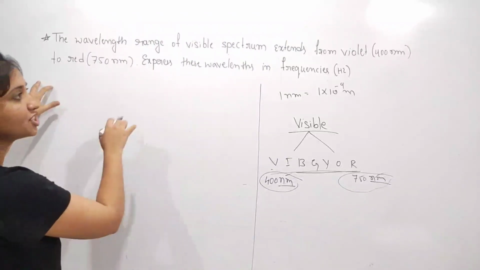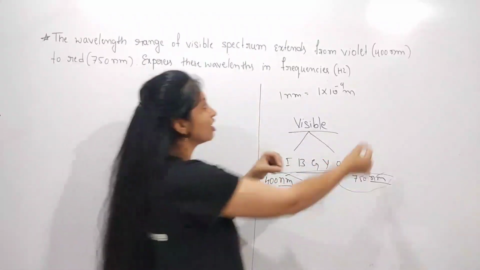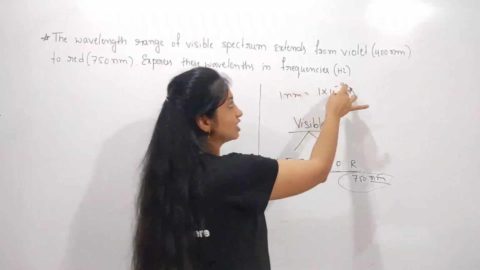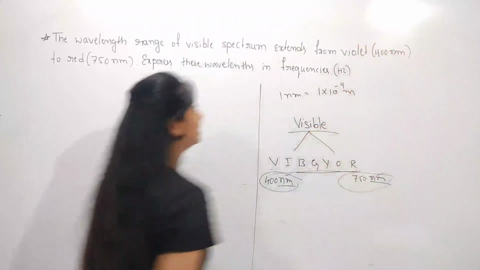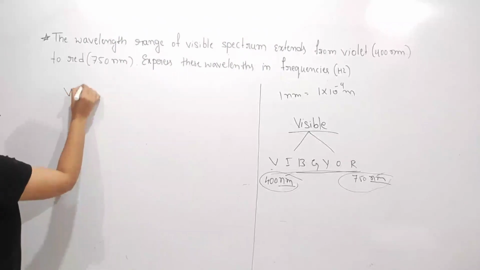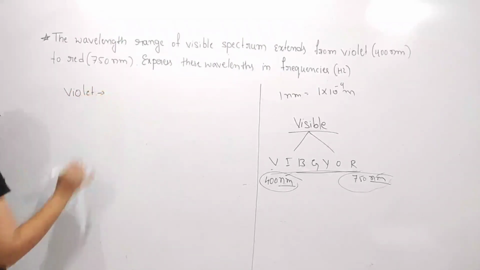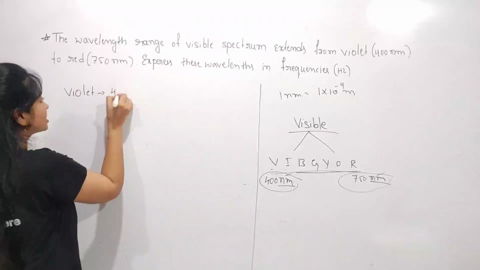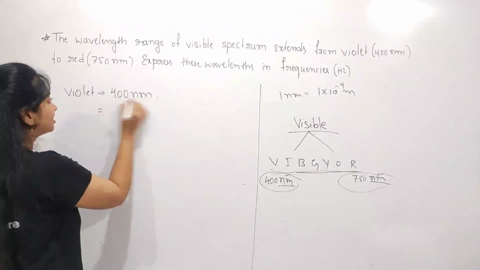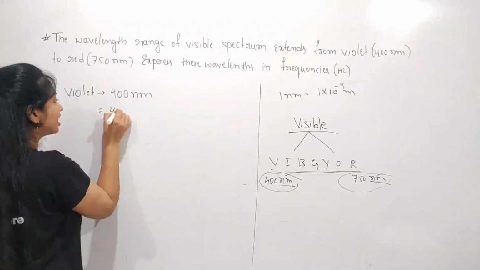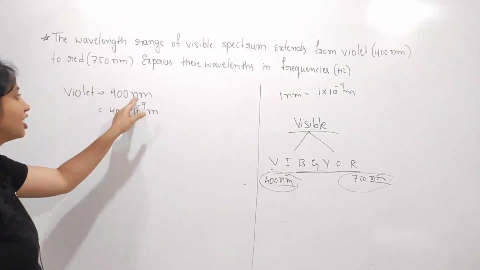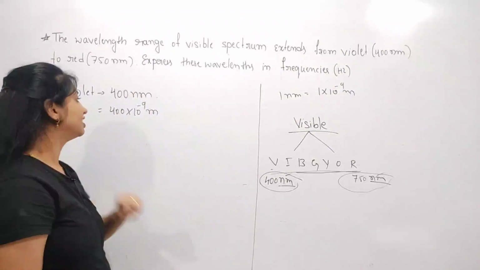First, I wish to express the wavelength of violet color in terms of the frequency, meaning in terms of hertz. So, violet color, first we have to go with the violet. The violet wavelength they gave to us is 400 nanometer, and I write this in terms of meter, 400 into 10 raised to minus 9 meter, because nanometer means 10 raised to minus 9 here.